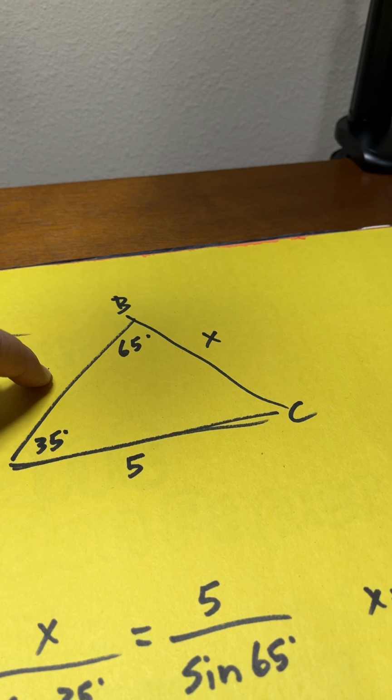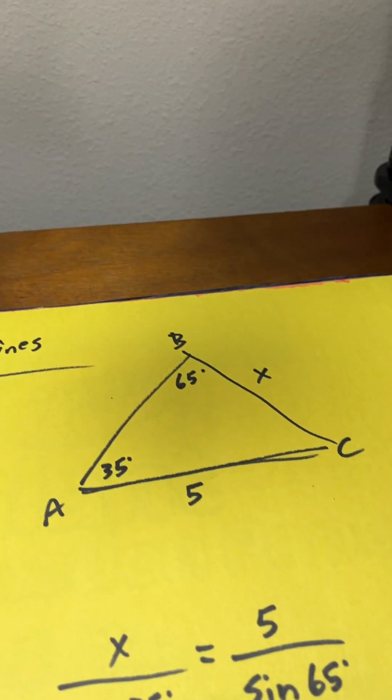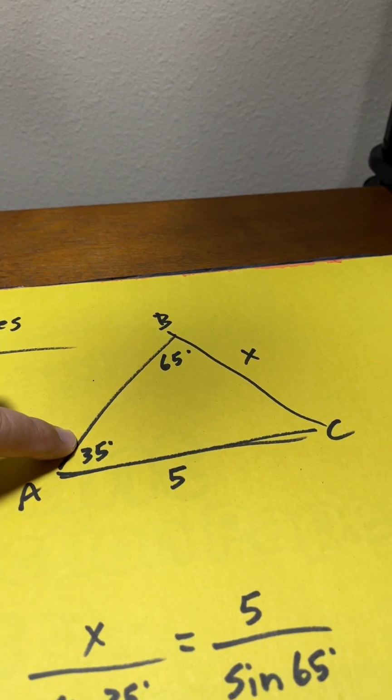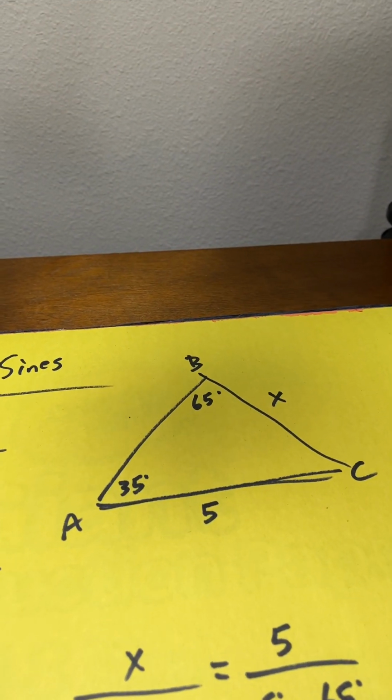This would be side C. We don't know this. We could figure out what angle C is by simply adding these together and subtracting from 180, but it's not going to be necessary. We're not going to need to find that.